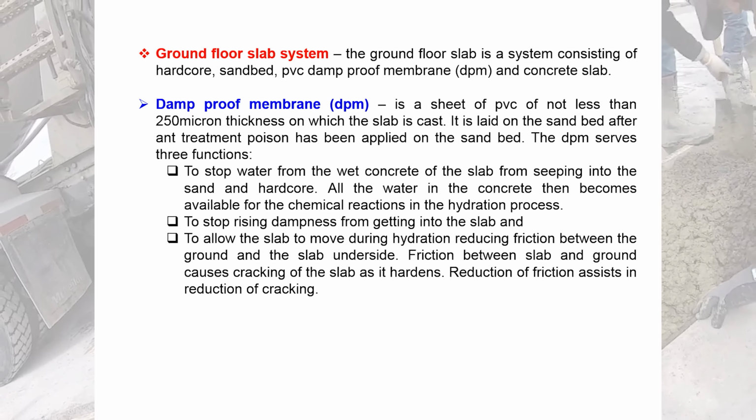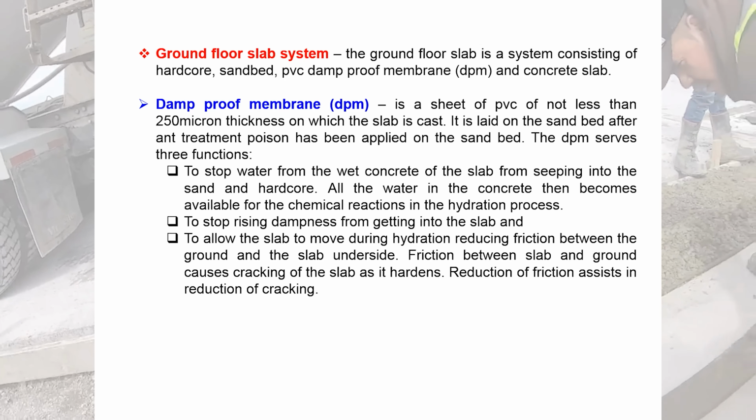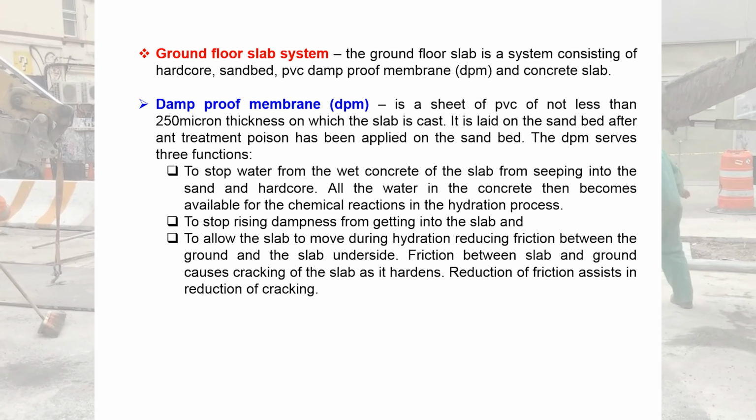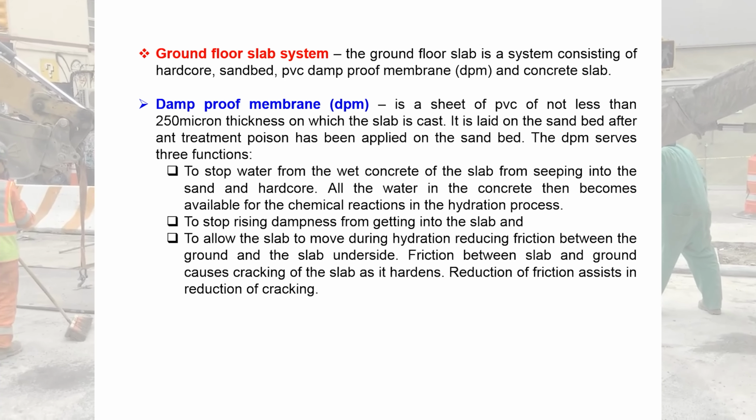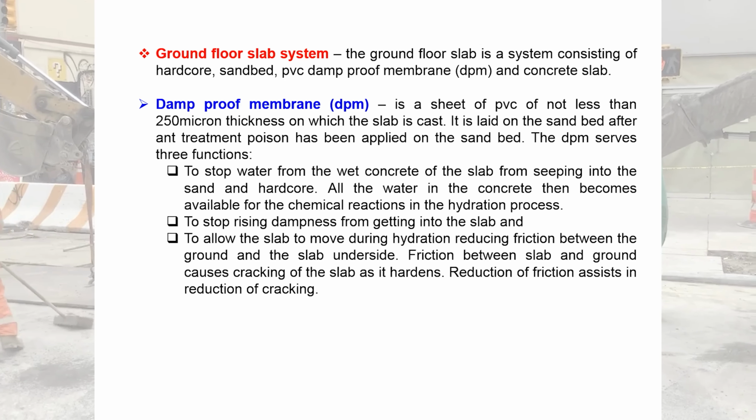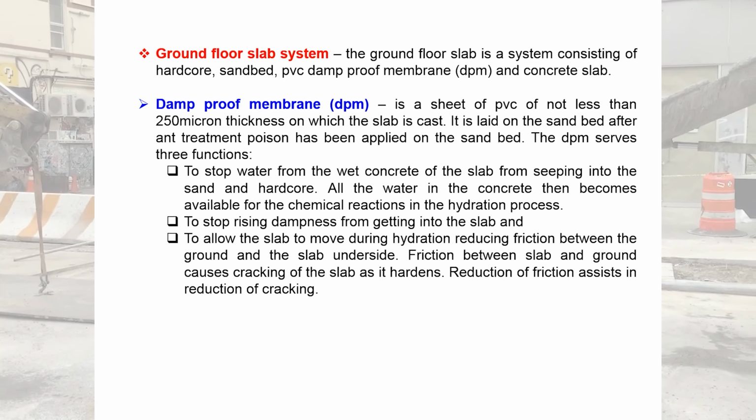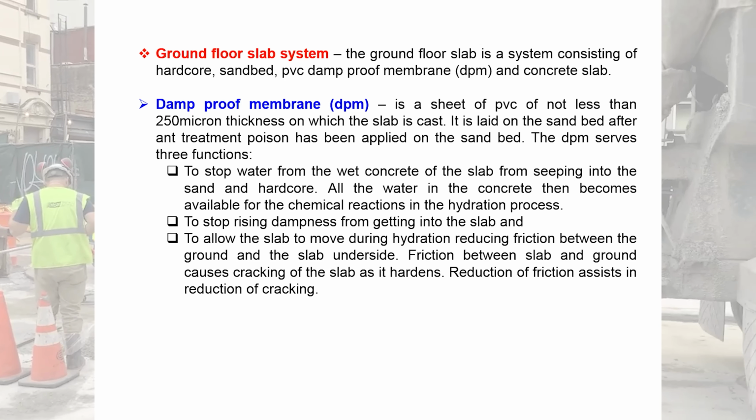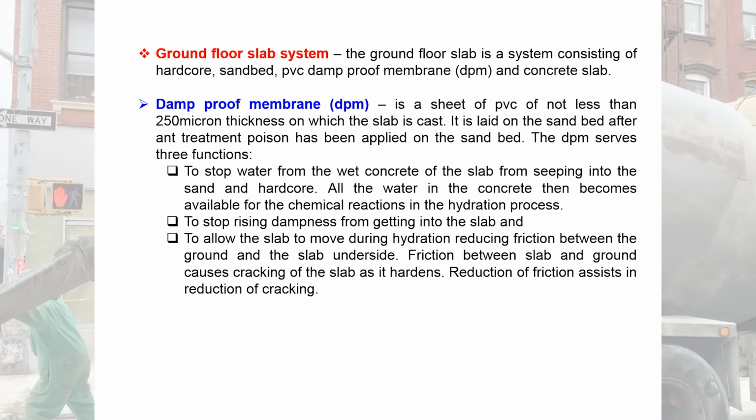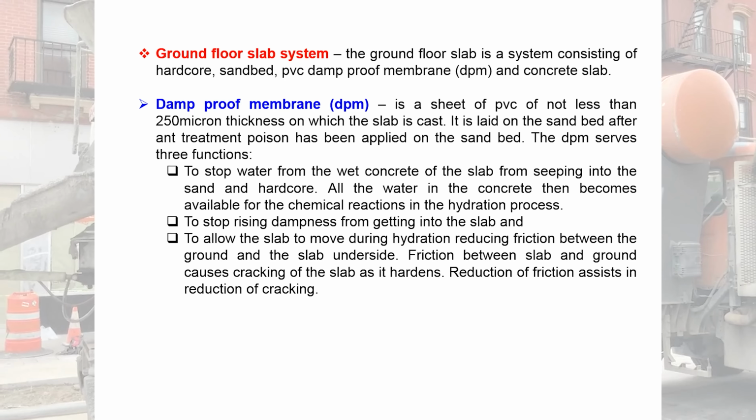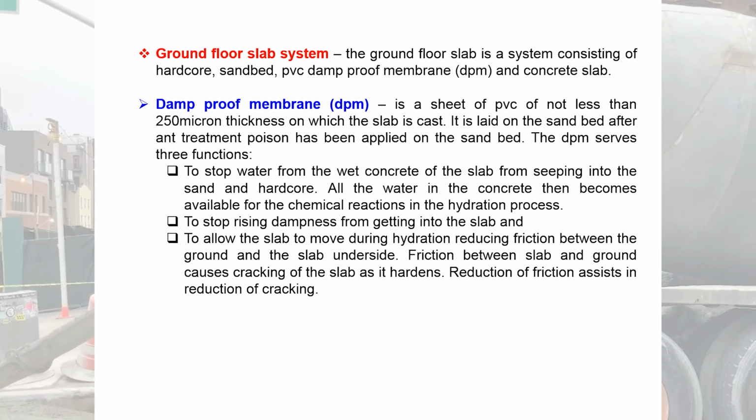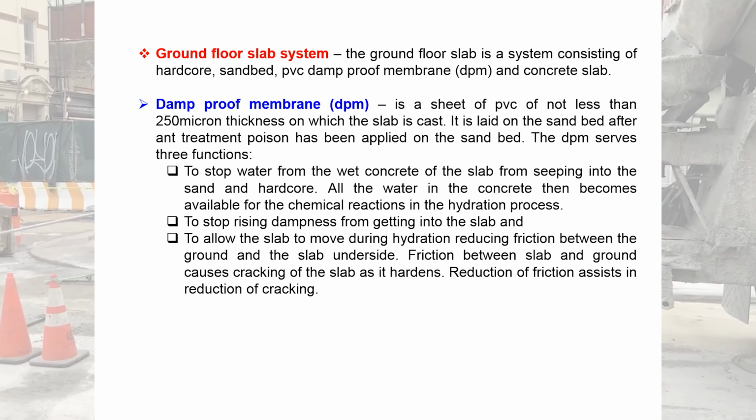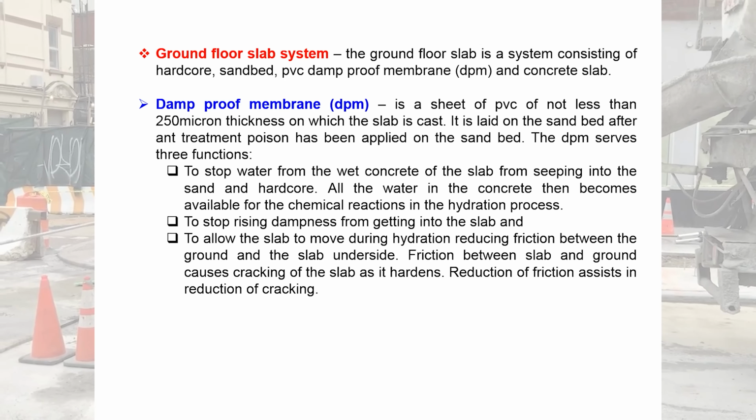The DPM serves three functions: to stop water from the wet concrete of the slab from seeping into the sand and hardcore, so all the water in the concrete becomes available for the chemical reactions in the hydration process; to stop rising dampness from getting into the slab; and to allow the slab to move during hydration, reducing friction between the ground and the slab underneath. Friction between slab and ground causes cracking of the slab as it hardens. Reduction of friction assists in a reduction of cracking.